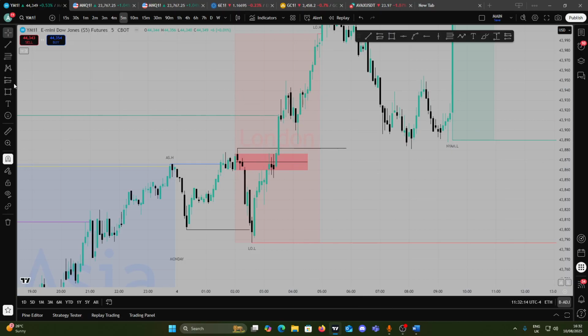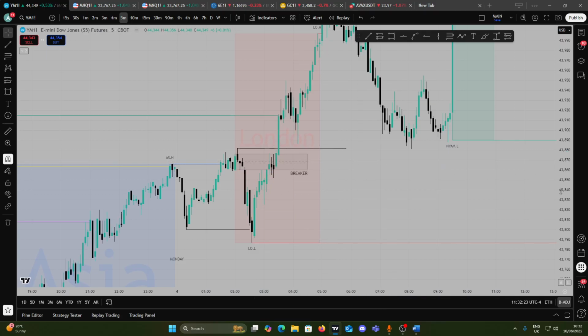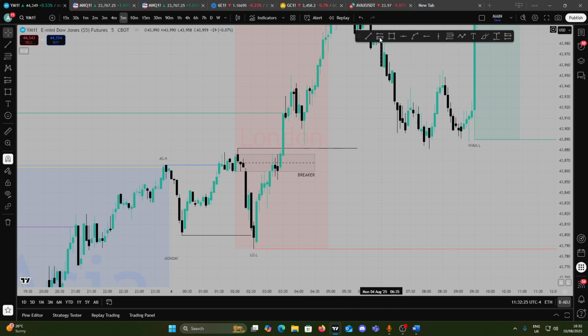Extend that out in time. As soon as we close above that, that is your valid bullish breaker, right? That is your breaker. Now, how would you trade this? As soon as it closes above, limit order on the breaker's high, like this, and you can enter off there.